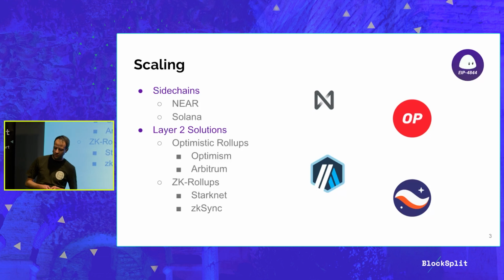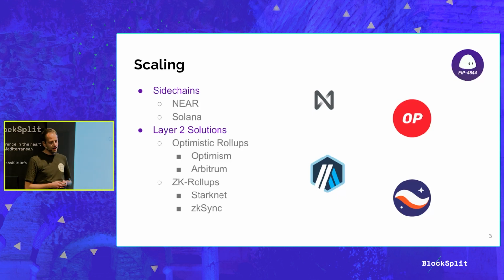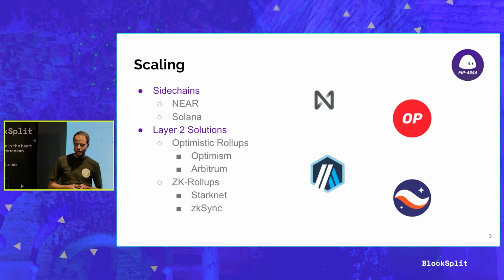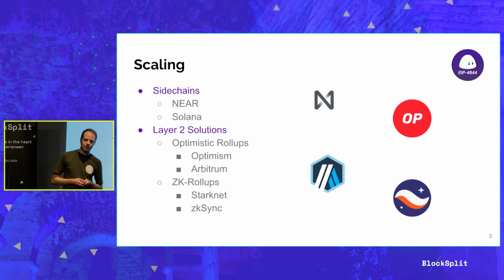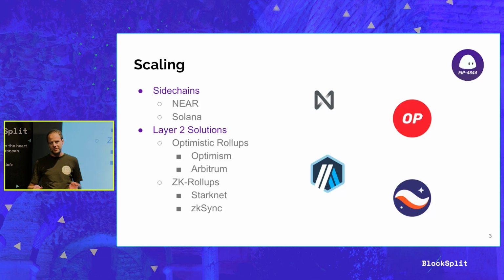And here we have scaling. For scaling, there are different solutions. One is sidechains. We have Near and Solana that can be EVM or non-EVM, and layer 2 solutions. We have optimistic rollups and ZK rollups. Here is Optimism, Arbitrum, and Starknet. You probably know them, and I hope somebody got an airdrop from here.